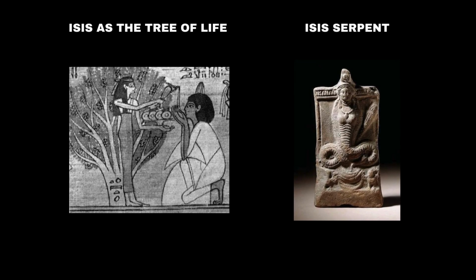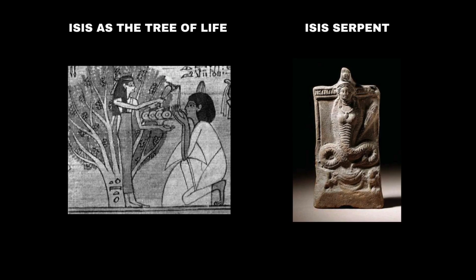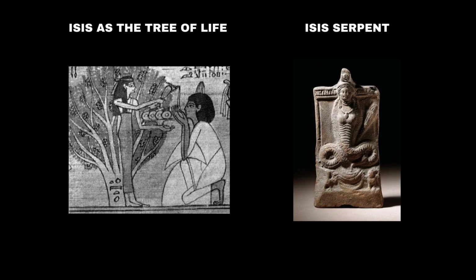In ancient Egyptian mythology, the tree of life is deeply connected to Isis and the serpent. The serpent in Egyptian mythology is a symbol of wisdom, rebirth, and regeneration. Its association with Isis highlights her role as a protector and nurturer. The tree, with its branches reaching towards the heavens and roots deep in the earth, embodies the cyclical nature of life, death, and rebirth.